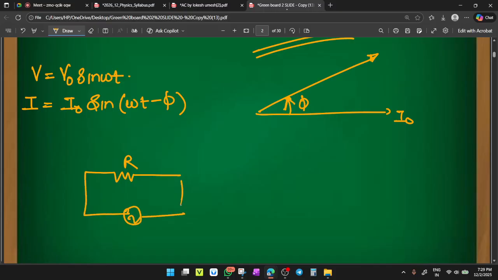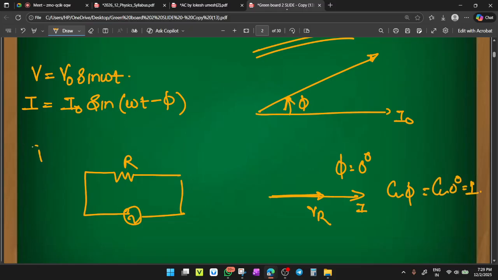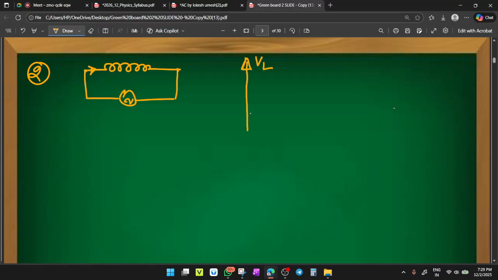One thing also, in a pure R circuit, when a circuit containing only pure R is connected to an AC source, we know the flowing current and the voltage VR are in the same phase. So the angle of phase equals to 0 degree. So cos phi equals to cos 0 degree, and cos 0 degree equals to 1. Clear? First case. In the second case, when a pure inductor is there, the voltage across the inductor is at 90 degree from the current. So here the angle equals to 90 degree. So cos phi equals to cos 90 equals to 0. Clear?